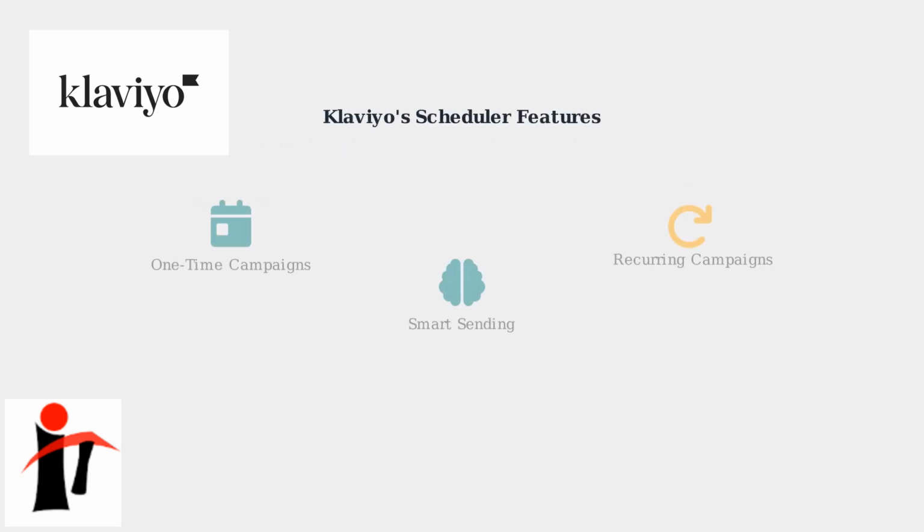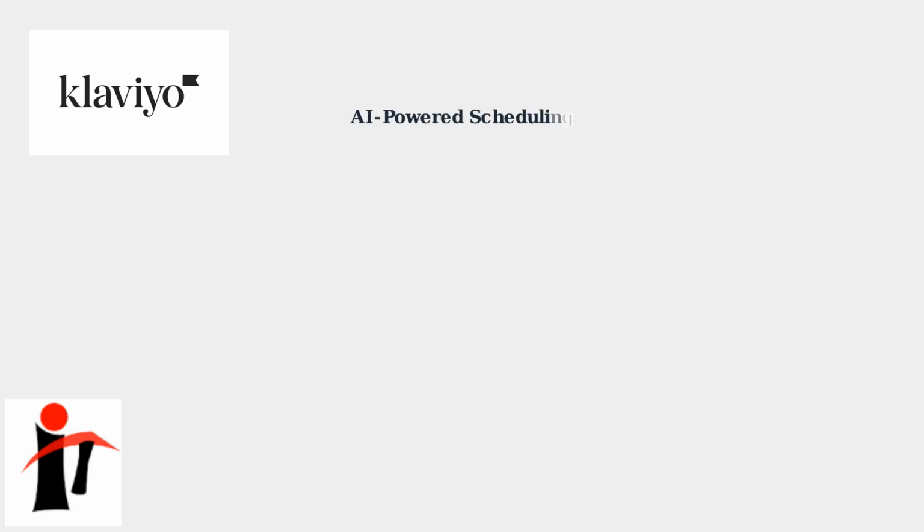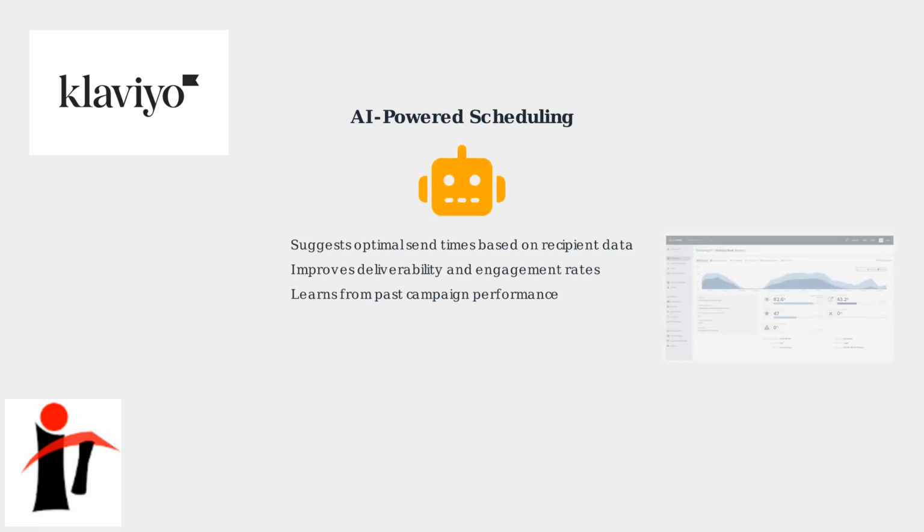Klaviyo's scheduler supports both one-time campaigns for special promotions and recurring campaigns for regular newsletters. It includes smart sending technology to prevent overwhelming recipient inboxes. The platform now offers AI-powered scheduling that analyzes recipient behavior to suggest the best send times. This intelligent feature improves deliverability by learning from past campaign performance and can significantly boost engagement rates.